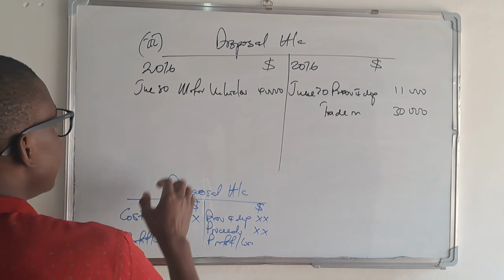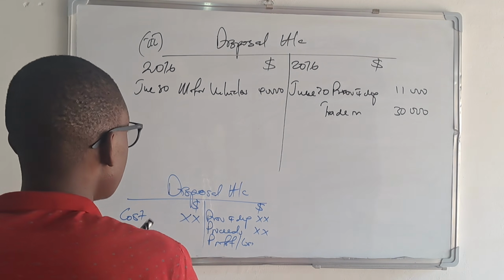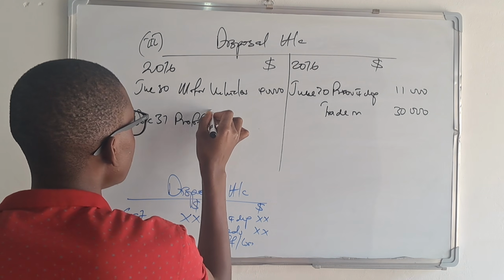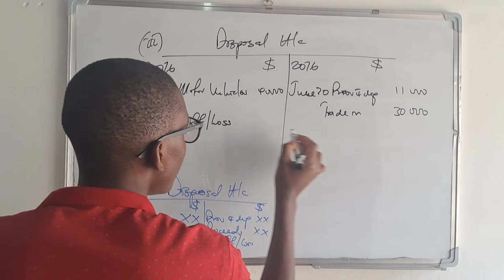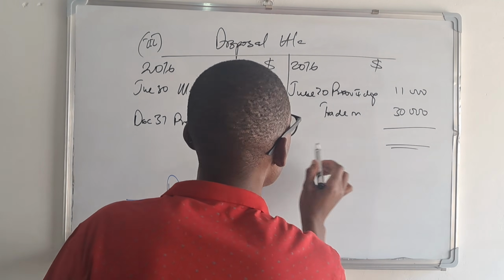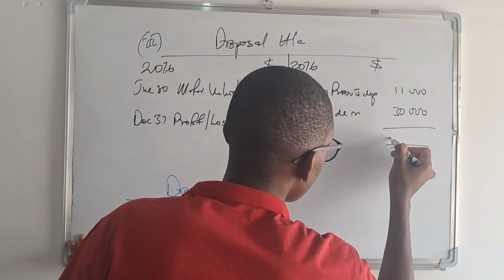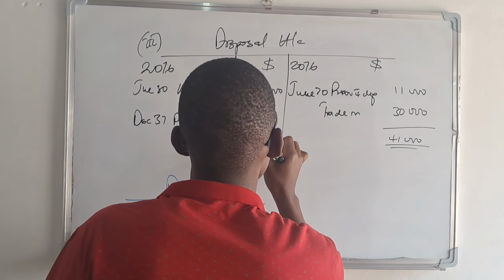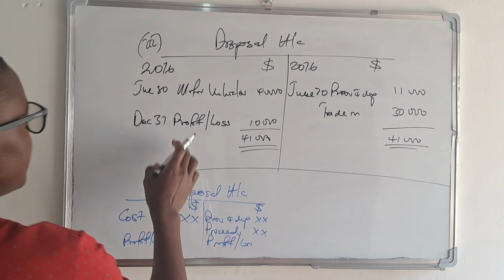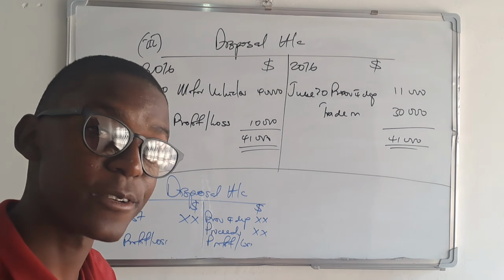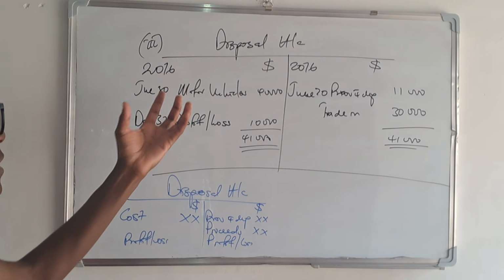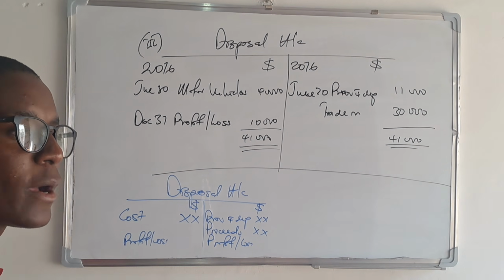We can see that our balance appears here. You record December 31, profit or loss of how much. You add your balances. 30,000 plus 11,000, you get 41,000. If I see you writing balance c/d here, you have a problem, my friend. Go and read on depreciation if you are facing challenges in terms of this question. I hope I've done justice.